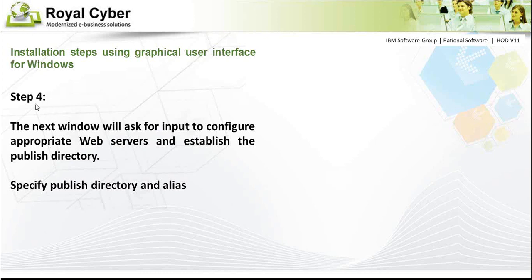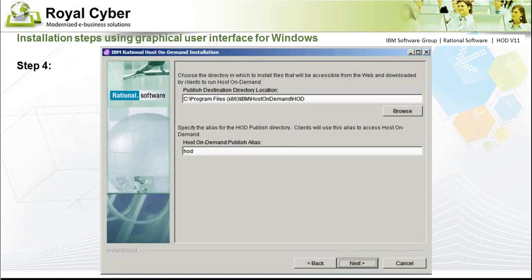In step 4, the next window will ask for input to configure appropriate web servers and establish the published directory. Here you will specify the published directory. This slide shows the interface where you provide the details. Prior to Windows 7, that is Windows XP and Vista, a list of detected web servers will appear, but in some cases, if it is not showing there, you can choose manually. Select the web server that you want to configure for Host On-Demand. If you select none, you will need to configure your web server manually in order to use Host On-Demand.